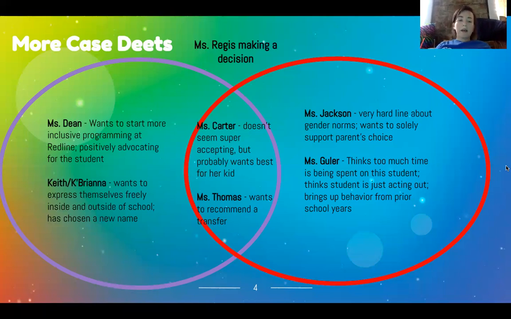And then finally, we have Miss Thomas, who isn't super supportive of the student, but also feels like the student isn't fitting culturally at the school, and really is pushing for recommending for the student to transfer to somewhere that might be more accepting. And it sounds like it's within the district. So she is really pushing for Ms. Regis to give this option to mom.